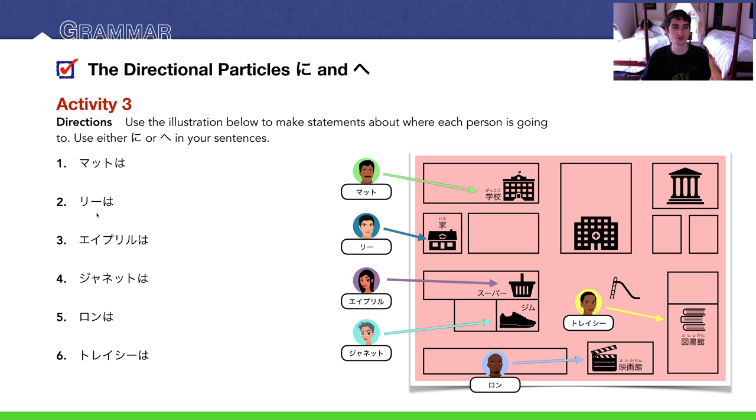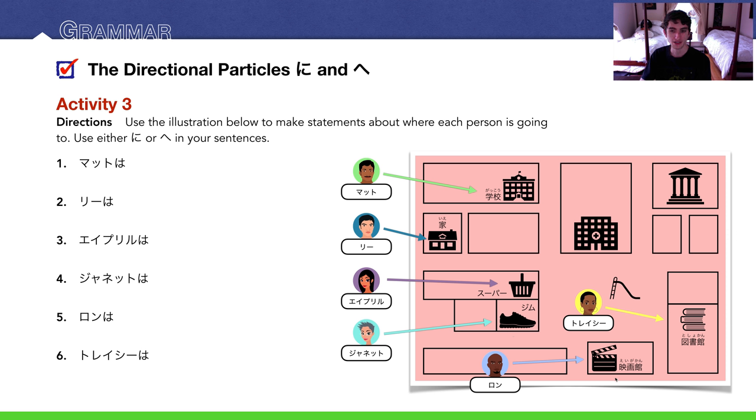That's number one. Number two, Rii wa ie ni ikimasu. You could say ikimasu. I'm also going to throw in kaerimasu, all right, as well. So, ie ni kaerimasu. Ie e kaerimasu. Ikimasu. All right. Number three. April is her name in English. April wa super ni or e ikimasu. Number four. Janet wa gym ni, gym e ikimasu.